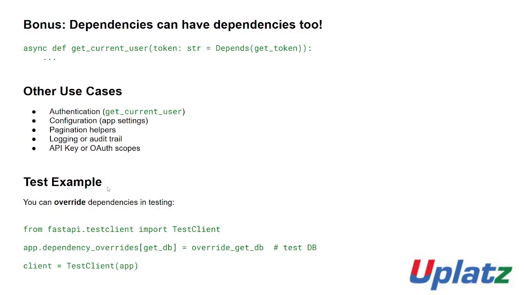Test example: you can override dependencies in testing. From fastapi.testclient import TestClient. app.dependency_overrides[get_db] = override_get_db, that is test db. client = TestClient(app).